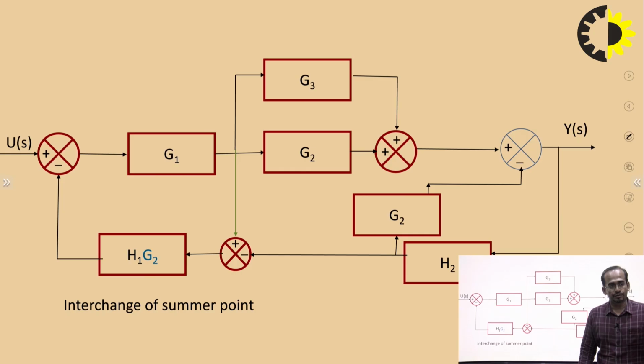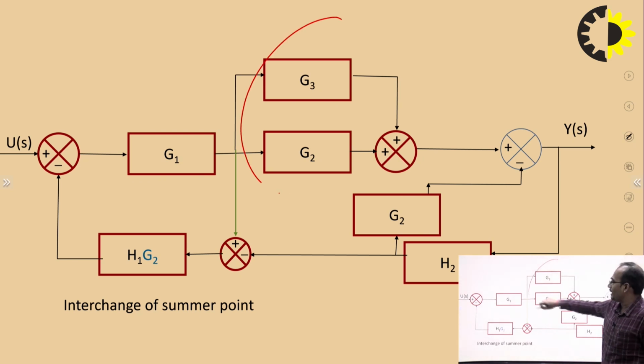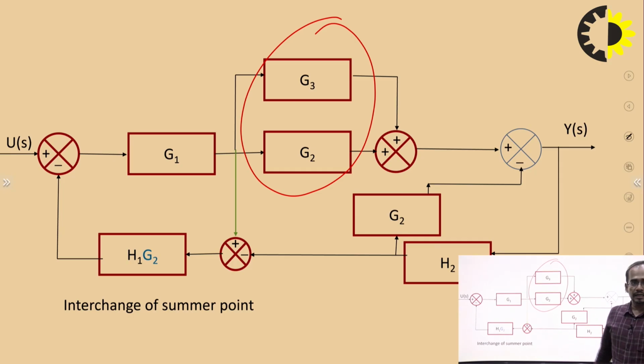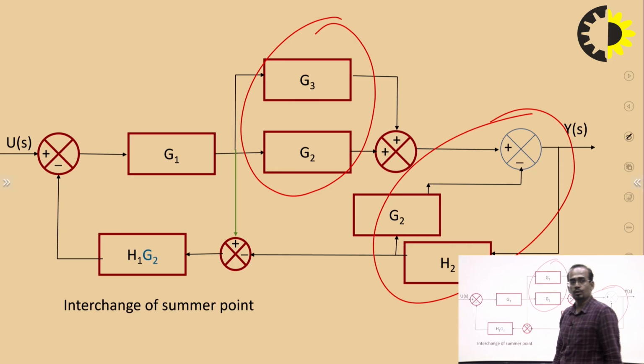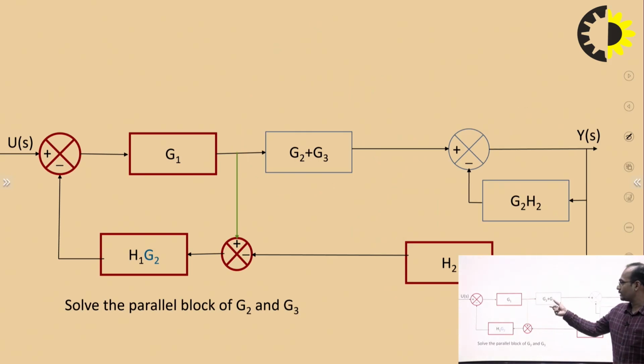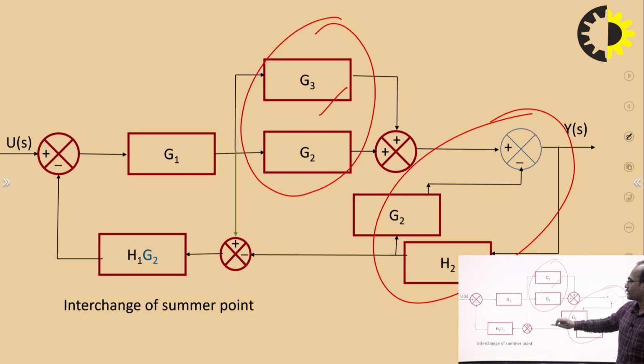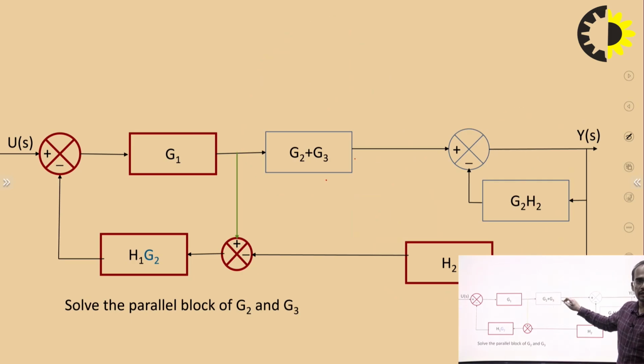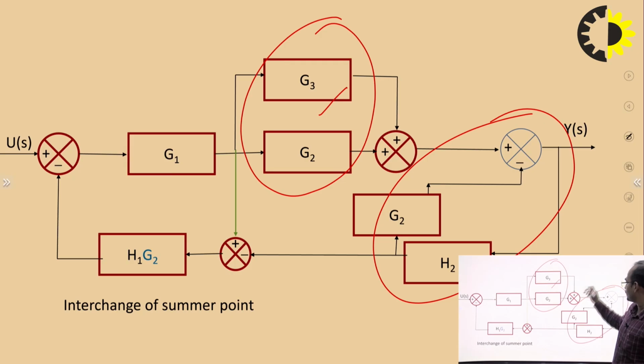So what I am going to do is interchange the summing points. By interchanging the summing points, you will be able to see here that this is the parallel connection and this is the standard canonical form of the closed loop system. So you can write, this is the parallel connection, so I have reduced it in the form G2 plus G3. This is the standard connection, this is the forward path of gain 1.